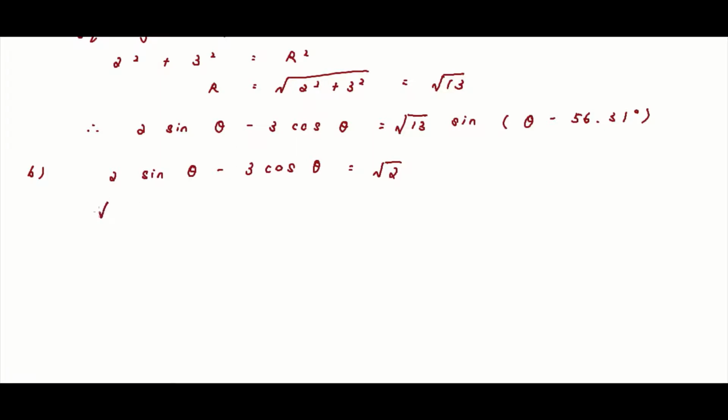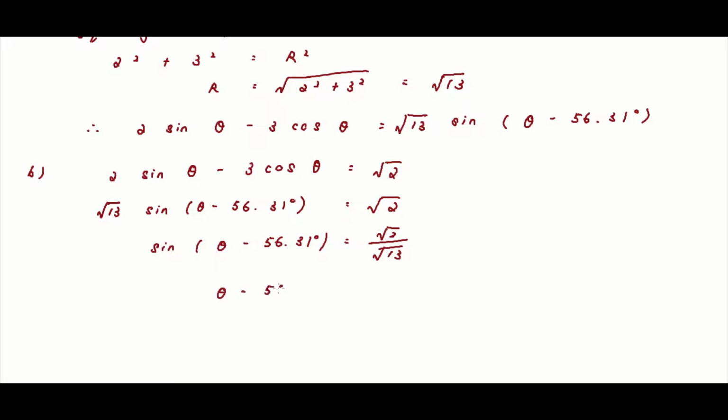So that's why square root 13 sine theta minus 56.31, which is just substituting what we have got in part A. Then it will be equal to square root 2. Okay, so you solve it like how you solve a trigonometry equation normally. So square root 2 divided by square root 13. Okay, so now you can just use your calculator.